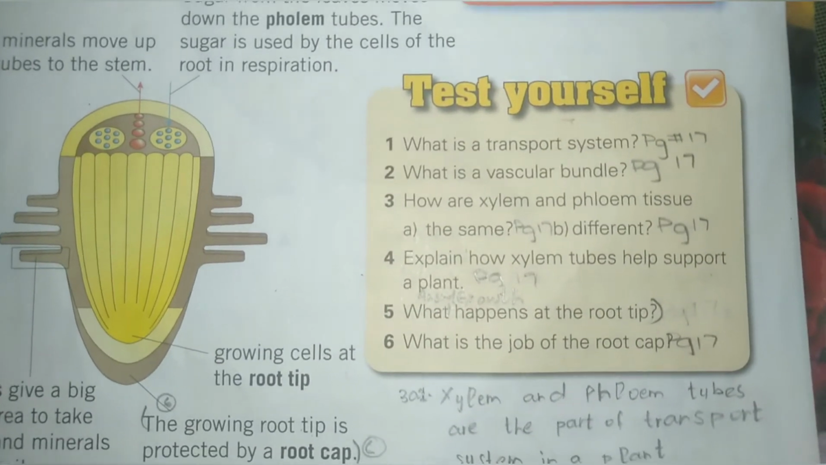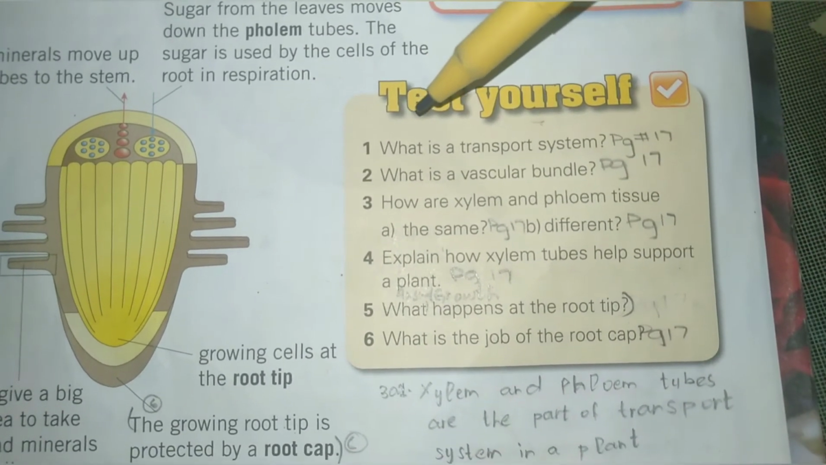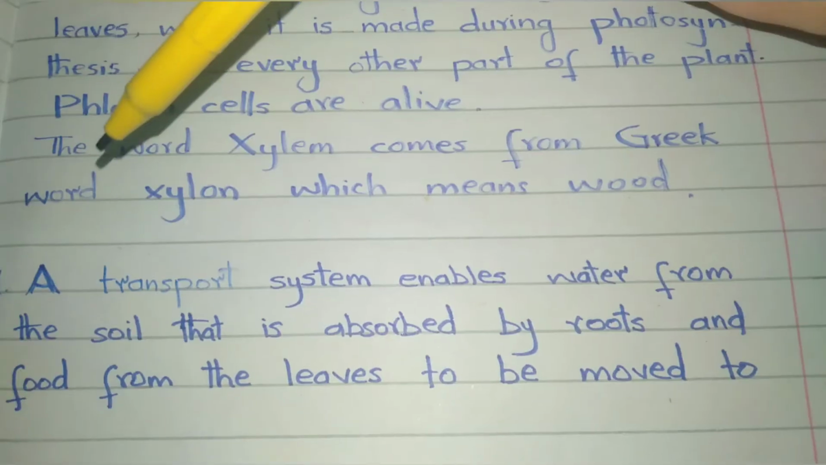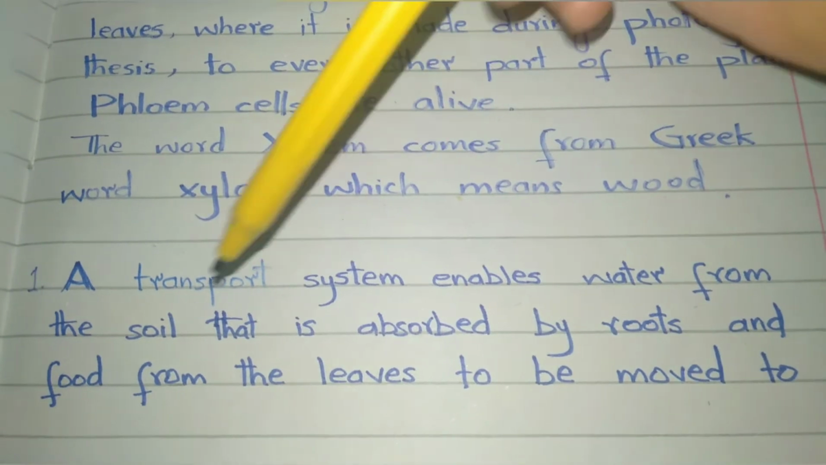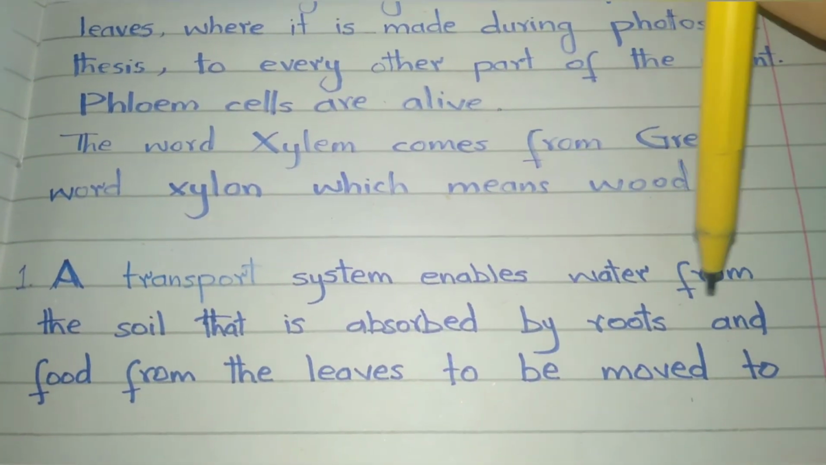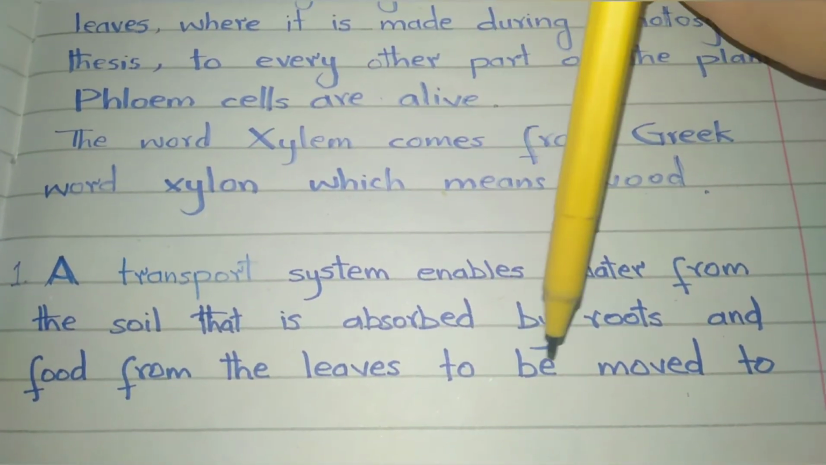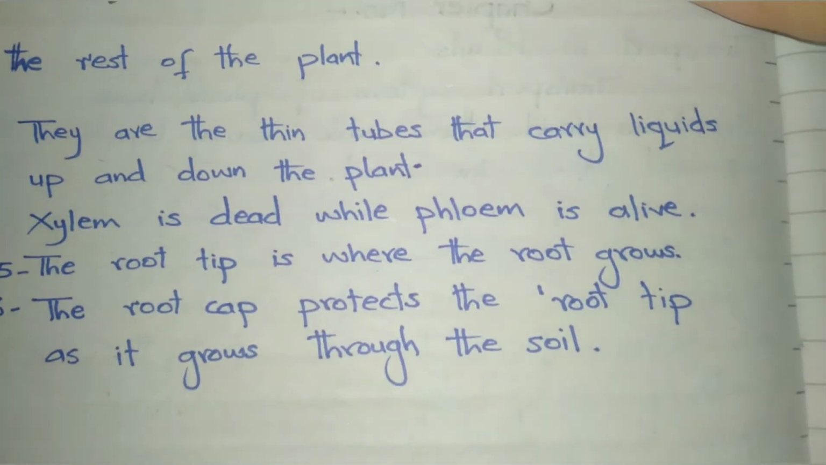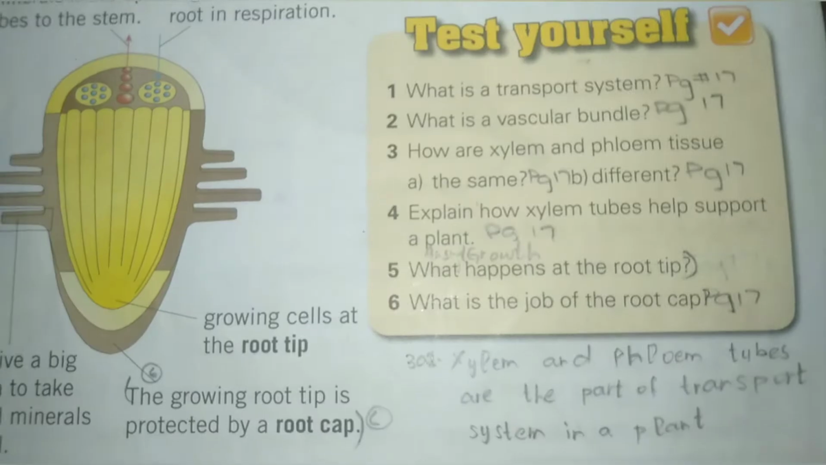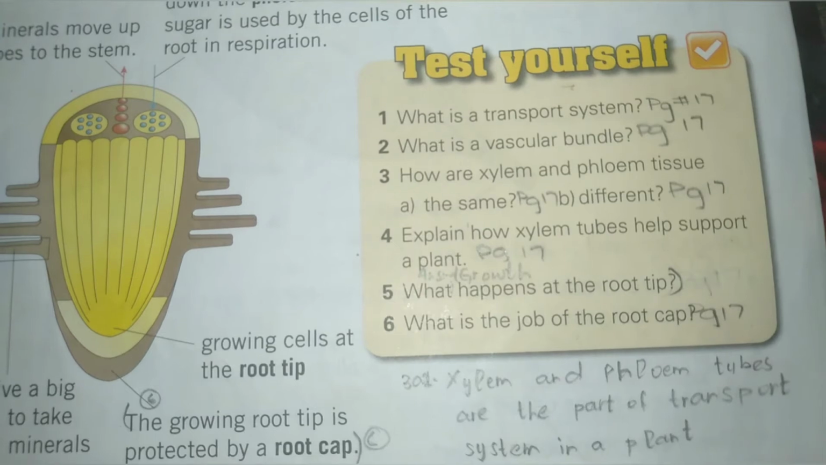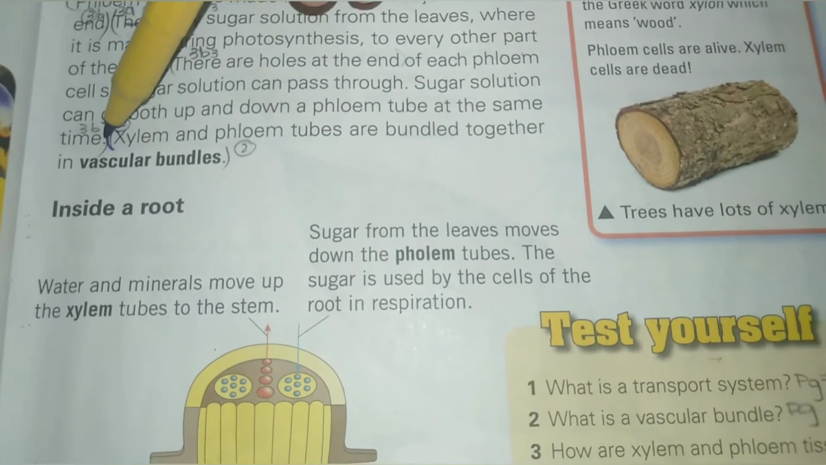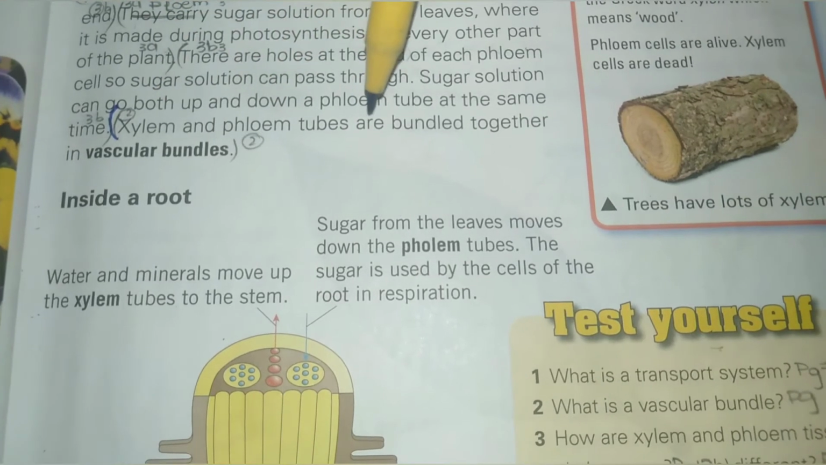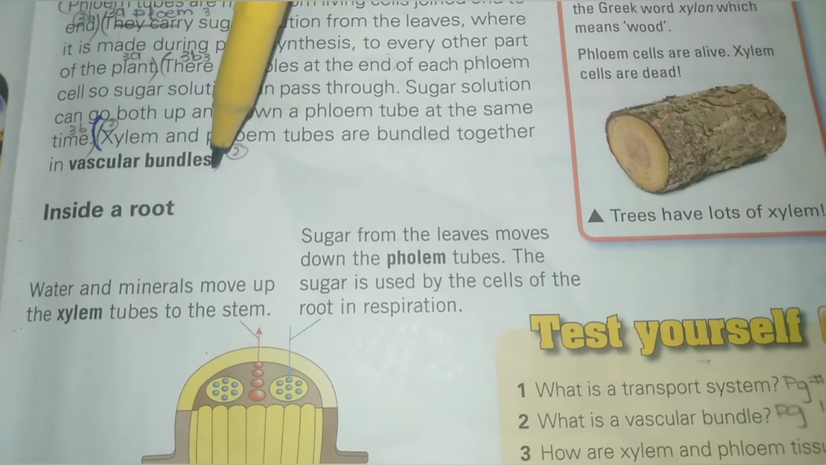Next we have to do test yourself. Question number 1. What is a transport system? The answer is, a transport system enables water from the soil that is absorbed by the roots and food from the leaves to be moved to the rest of the plant. Question number 2. What is a vascular bundle? The answer: xylem and phloem tubes are bundled together in a vascular bundle.